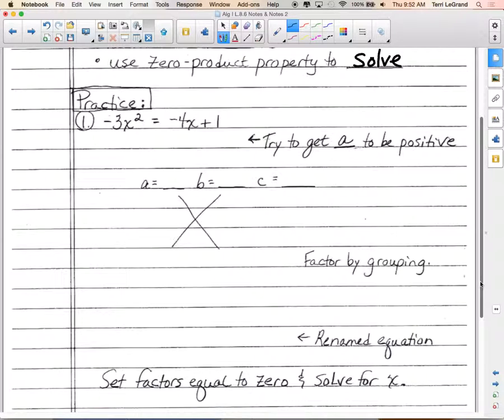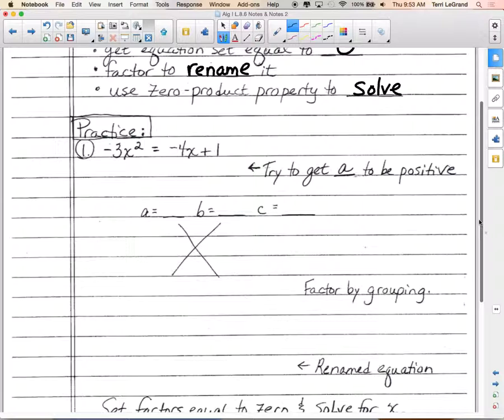So our first one is negative 3x squared equals negative 4x plus 1. I always suggest having a positive a value. So what should we move over? Add 3x squared. Yeah, so it's going to become a positive 3x squared on the other side. Does it matter which side 0 is on? You suppose? No, doesn't matter. Okay, A equals 3, B is negative 4, C is 1.